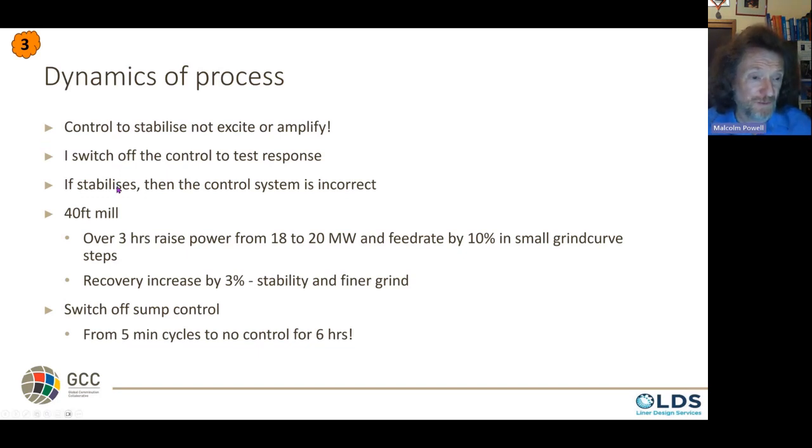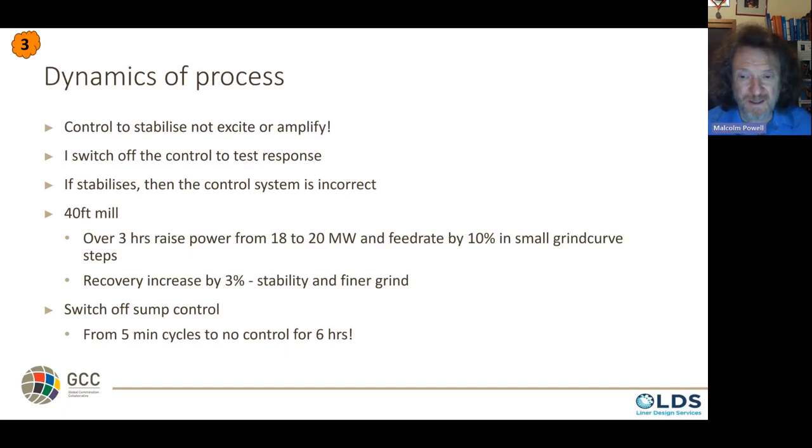So an example, a 40-foot mill, running at around 3,000 tons an hour, so a huge throughput. I just switched off the control, 2 parallel mills, switched off one of them. Over 3 hours, we raised the power by 2 megawatts and the feed rate by 10%. So just slowly crept up the feed rate. Little 5-ton per hour increments over this period, kept it quite stable.